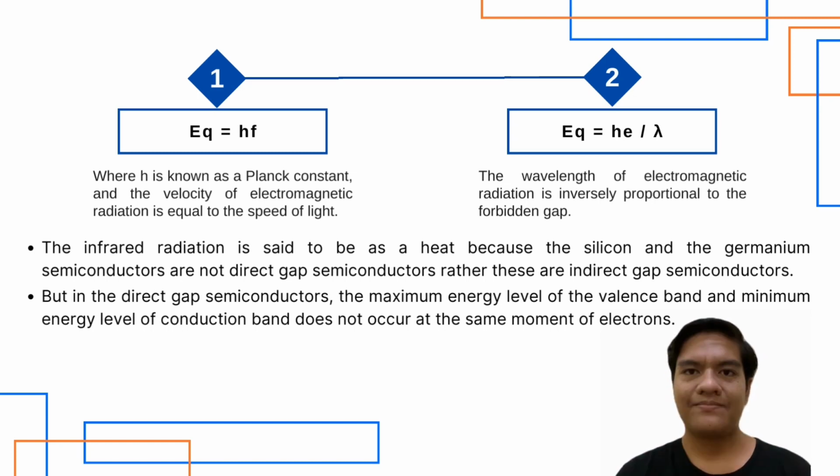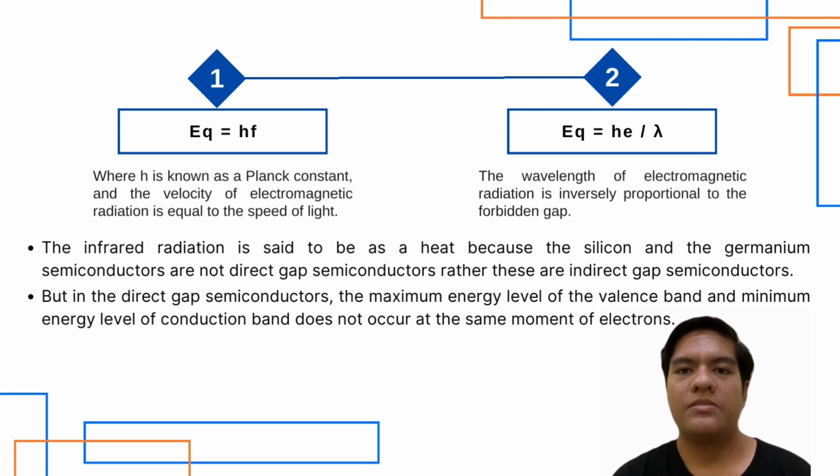the forbidden gap. In general, in silicon and germanium semiconductors, the forbidden energy gap between the conduction and valence bands is such that the total radiation of electromagnetic wave during recombination is in the form of infrared radiation. We can't see the wavelength of infrared because it is out of our visible range. The infrared radiation is said to be heat because silicon and germanium semiconductors are not direct gap semiconductors; rather, these are indirect gap semiconductors.